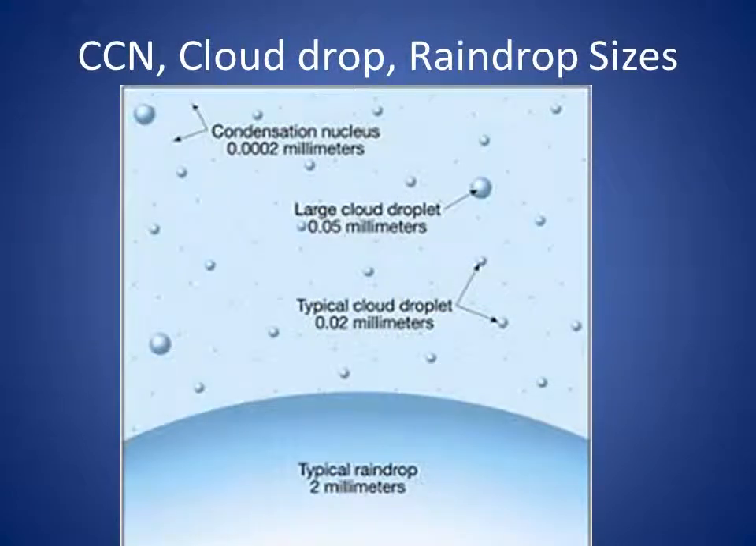Here are typical sizes of each drop, and the image is shown to relative scale. A cloud condensation nucleus, or CCN, is 0.0002 millimeters. A typical cloud droplet is 0.02 millimeters. A large cloud droplet is 0.05 millimeters, and a typical raindrop is 2 millimeters.